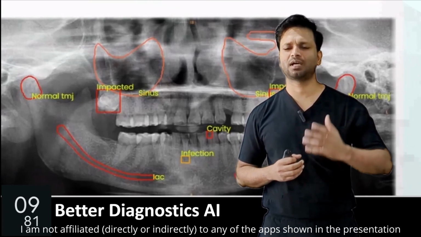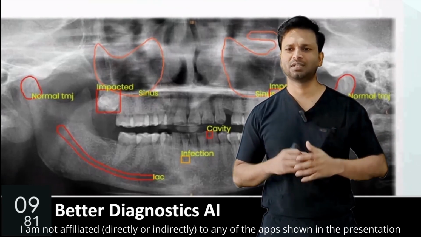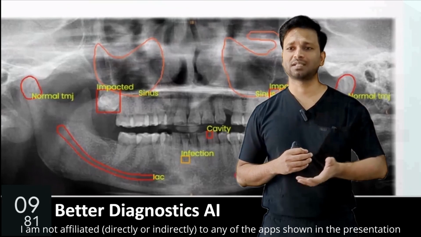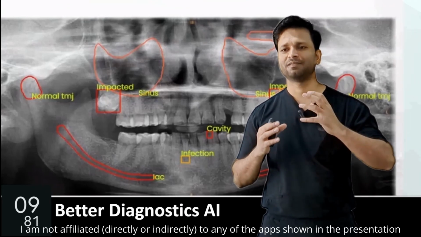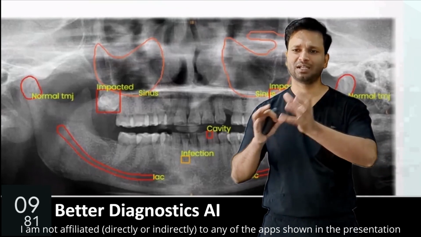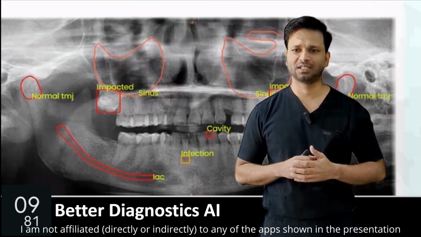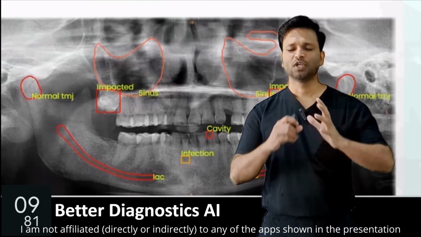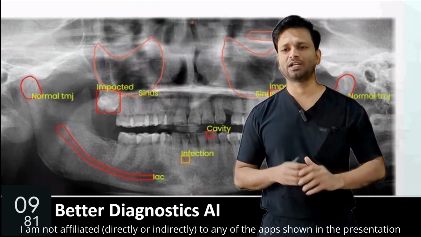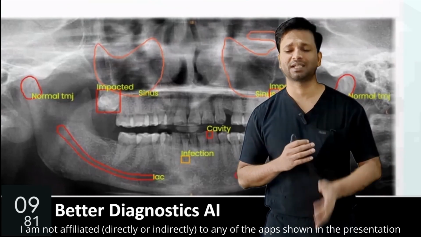Inferior alveolar canal, mandibular canal is traced, the condyles are traced, the maxillary sinuses are traced. Although the left maxillary sinus is not traced properly, the AI can clearly mark that we have multiple impacted teeth in the region. We have periapical infection. We have caries in that region. Okay, so the AI was able to identify and trace all of these structures in 10 seconds.